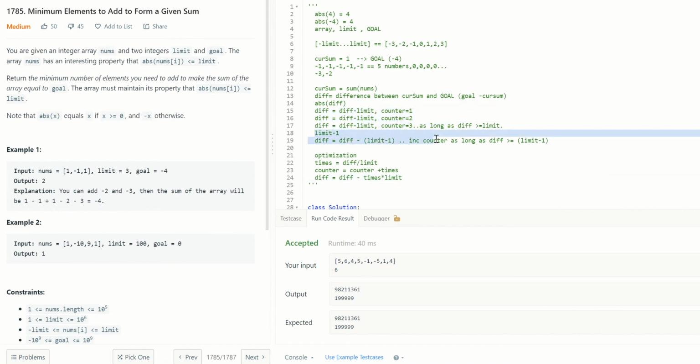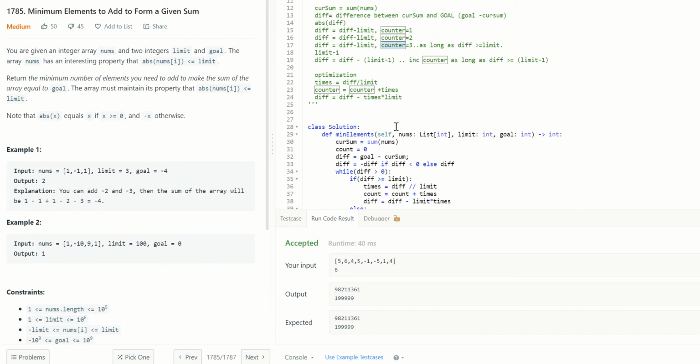If you are not able to subtract limit from diff, what we are going to do is decrement the limit and see if you can subtract limit minus 1. If you cannot, subtract again 1 from limit minus 1. That will be limit minus 2, and so on. At the end of all that, you will do that till difference is greater than 0. As long as difference is greater than 0, you'll keep on doing subtraction. Finally, whatever the counter that you have accumulated, that will be our answer. That is the minimum number of elements. That's it. So let's go ahead and look at the code.